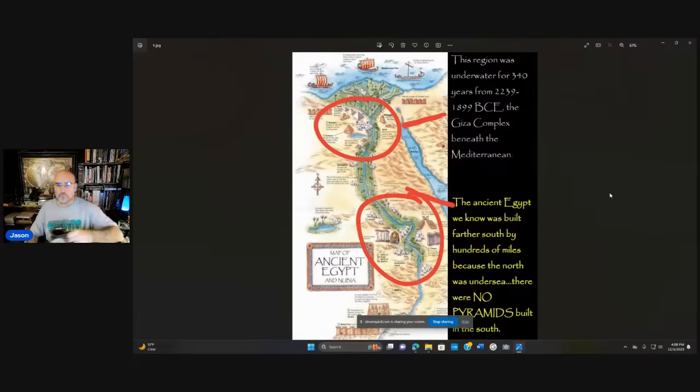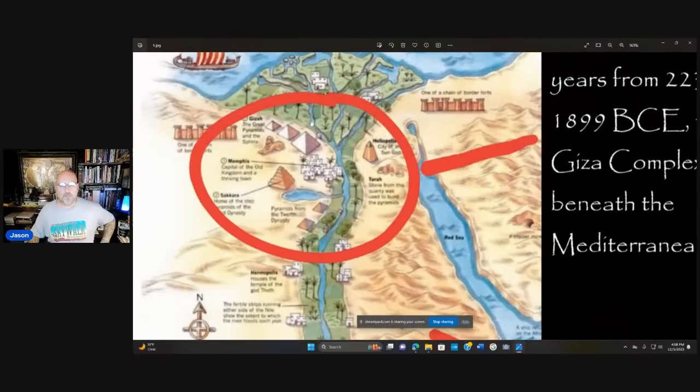So, here's an integral fact that you need to take into consideration when you think about pyramids and associate them to Egypt. Okay, do you see all the pyramids are in the north? Look at this area I circled. All the pyramids in Egypt are right here in the north. Every single one of Egypt's 137, some encyclopedias say 138 pyramids, all right here in the north.